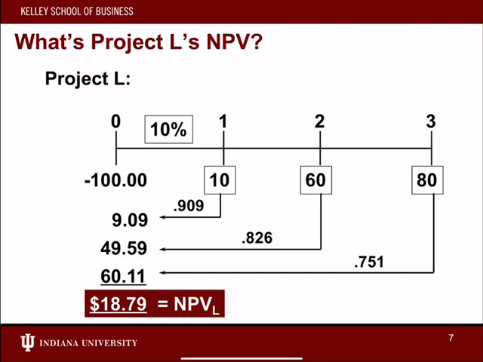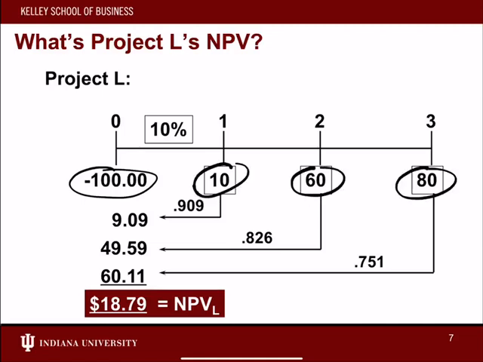So let's look at Project L. Like we said, we have a $100 outlay, and then you get $10 at the end of year one, $60 at year two, and $80 at year three. We can use our discount tables or our financial calculators, and it's easy to calculate that for 1 year at 10%, your discount factor is 0.909. So we multiply our $10 payment by 0.909 and find that the $10 is worth $9.09. Same with the 60: we discount it back by the 0.826 factor, and we find that in today's value it's worth about $50.